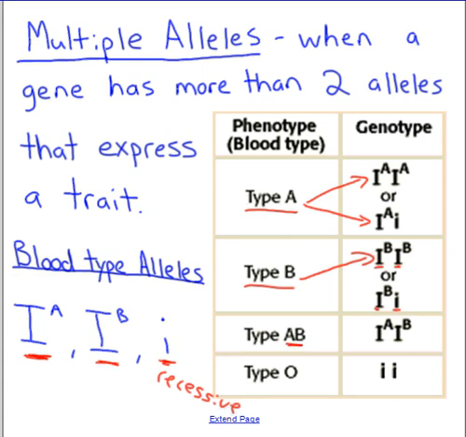Finally, we have AB blood type. This is one of the most rare blood types, and it is IA allele and IB allele. And then finally, we have the type O blood type, which would be the two recessive little i's. So it would be little i, little i, and that gives us the type O blood type. Type O, two i's make up type O, two little i's.